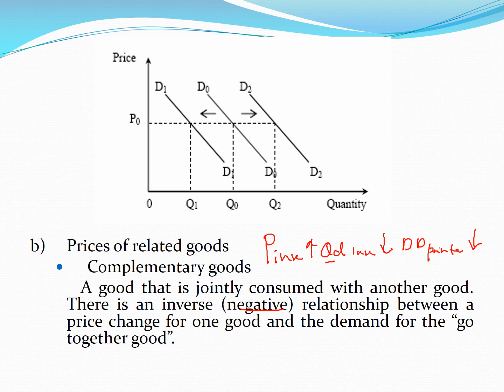So here is QD, because this is ink, and this is ink because of the change in its own price, which is ink. So when the price of ink increases, the quantity demanded of ink drops. However, the demand for printer, here I use DD not QD, drops, because of the change in the price of its related good, which is a complementary good. So the relationship between the price change for one good and the demand for the go-together good is negative. Price increases, demand for printer drops, so negative, inverse.